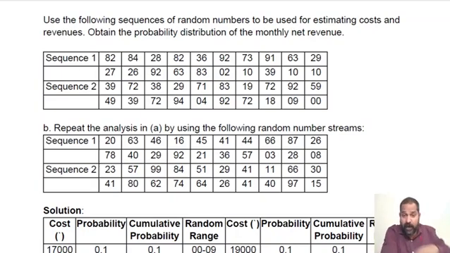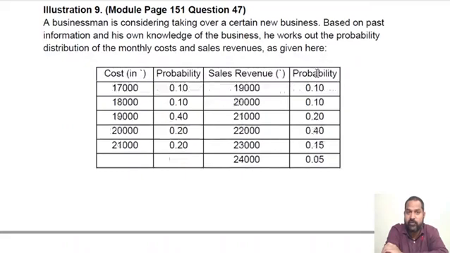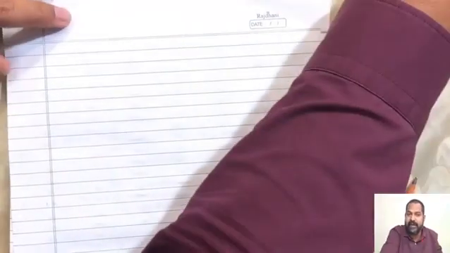So let's start off with the question. What will we do? Well, I will start with the basic that has to be done in every question. That is cost, probability, cumulate, range, revenue, probability, cumulate and range. So let's do that first. And like I said, too much to do. So I will quickly get the tables ready.